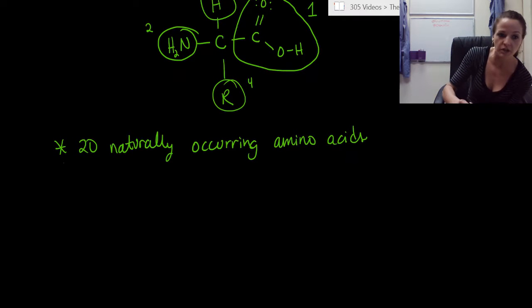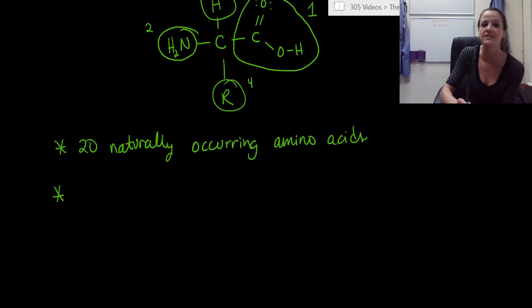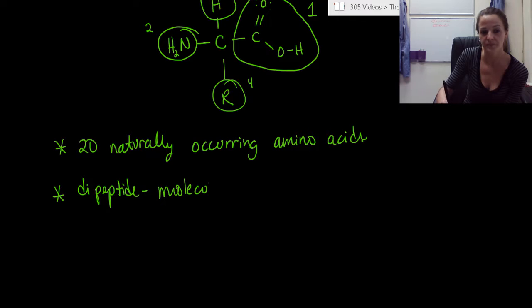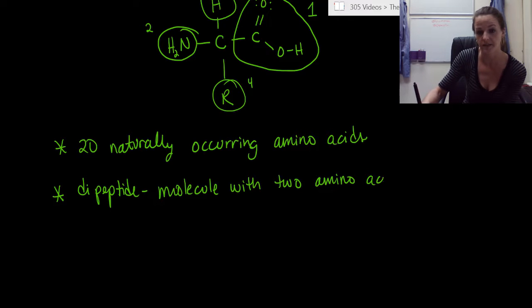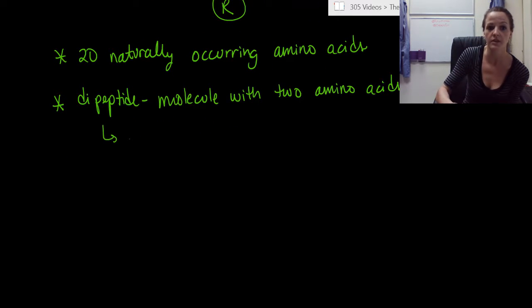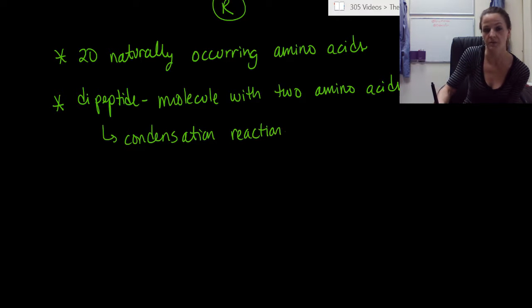Now, we said earlier that we want to figure out what a polypeptide is. Let's start off with a simple one and talk about a dipeptide. A dipeptide is essentially a molecule with two amino acids. So how do we create this? Well, usually dipeptides are created with what are called condensation reactions. So this should be familiar. This is the third time we've talked about it.